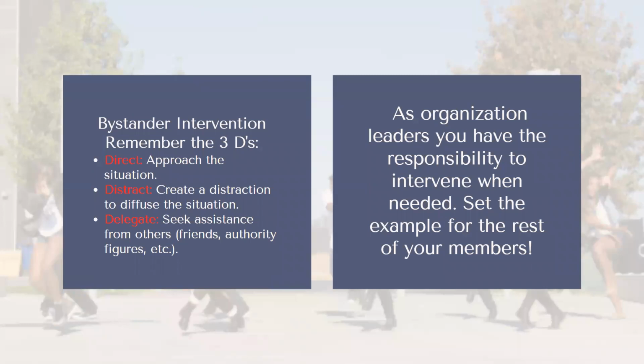Now we're going to talk about bystander intervention. Remember the 3 Ds: direct, approach the situation; distract, create a distraction to diffuse the situation; and delegate, seek assistance from others, friends, authority figures, etc. This is a great way to mitigate problems with risk or anything that has to do with conflict resolution. So as an organization, leaders, you have the responsibility to intervene when needed and set the example for the rest of your members.